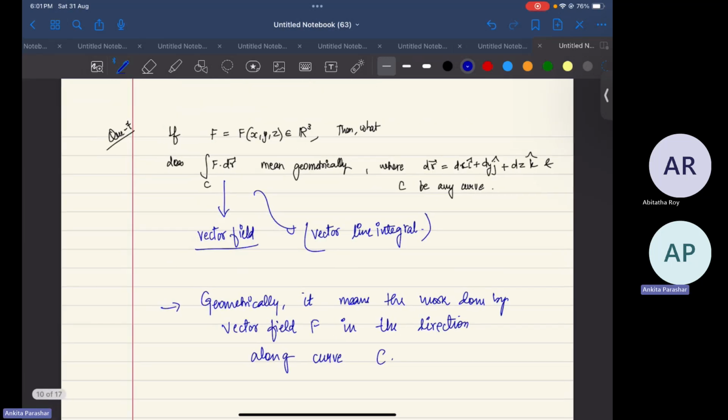Suppose we now know the geometric meaning. We need to compute also. Earlier, what we were computing had a certain different meaning; here it has a different meaning. Can you tell me how to compute this F dot dr? Of course, dr is very specifically given to you: it's a little bit of displacement in the x direction, in the y direction, and in the z direction.